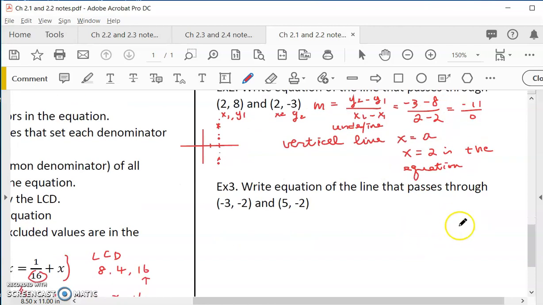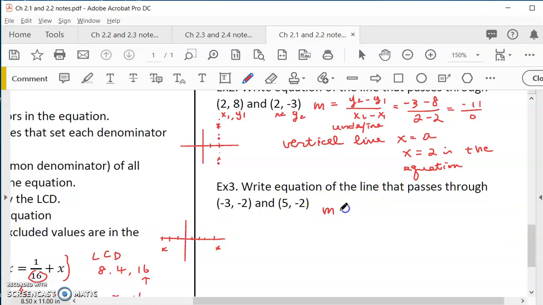Next one is to write the equation of a line that passes through (-3, -2) and (5, -2). So let's casually draw it, just sketch it. -3, -2, so here, right? 5 will be 1, 2, 3, 4, 5, and -2. It seems like they are at the same level horizontally. Would it be a horizontal line?